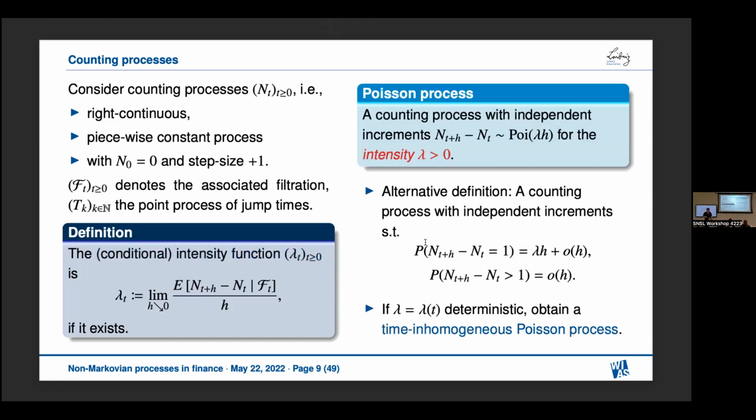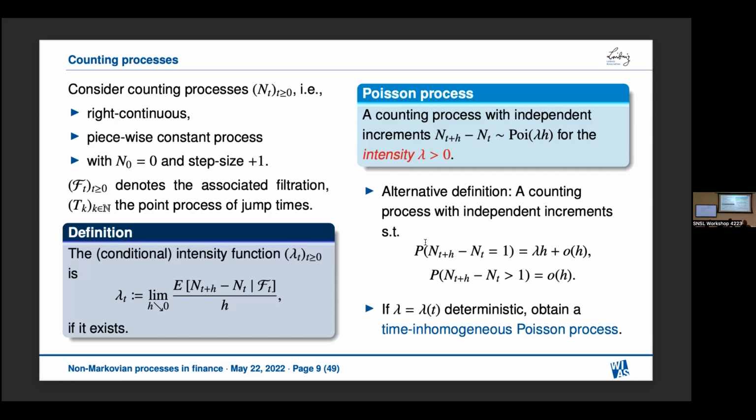You all know this example, the Poisson process. When the increments are independent and have a Poisson distribution for a constant deterministic intensity lambda, then this is a Poisson process. Another way to look at it, starting from an intensity, is that the probability of having a jump of size 1 is lambda times the time step plus higher order terms, and the probability of having an increment of size larger than 1 is actually little o of h.